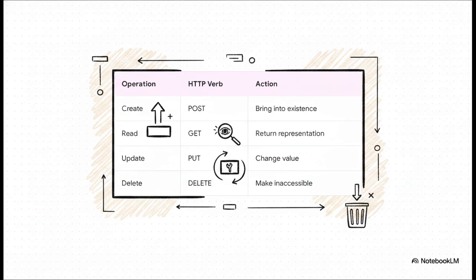First, to create a resource, literally bringing it into existence, you use the HTTP post verb. Second, to read a resource, like returning a representation of it to your mobile screen, you use the HTTP get verb. Third, to update or change the value of a resource, you use the HTTP put verb. Now here's a quick tip. A very common mistake is confusing post and put. Just remember, post brings something brand new into existence, while put changes something that is already there. Finally, to delete a resource and make it inaccessible, you use the HTTP delete verb.